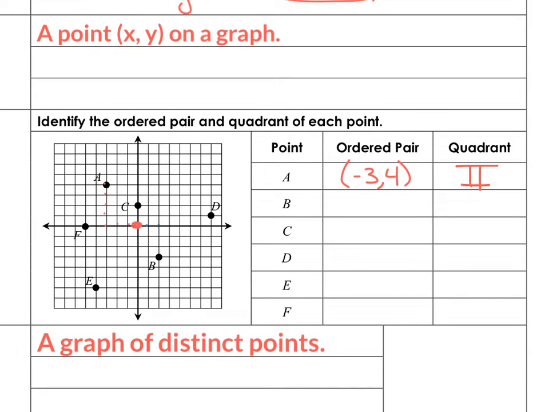Okay, let's take a look at B. B goes right 2 and then down 3. So right 2 would be a positive 2, down 3 would be a negative 3. That is (2, -3), and that is in quadrant 4 because it's all the way in the bottom right.